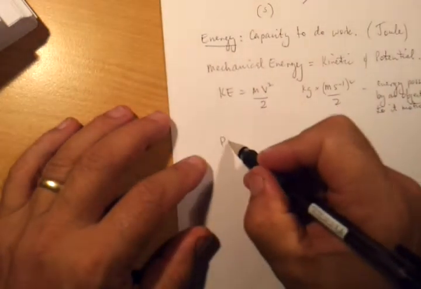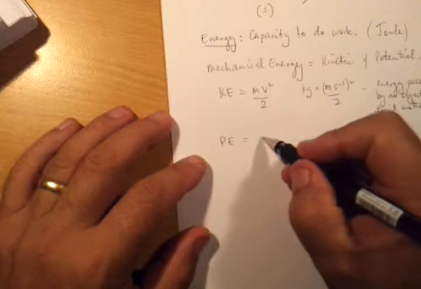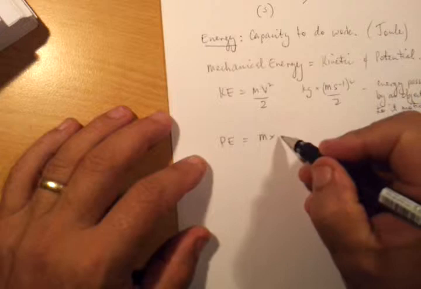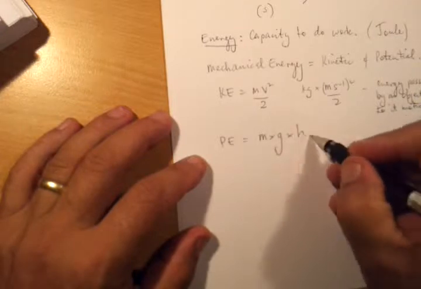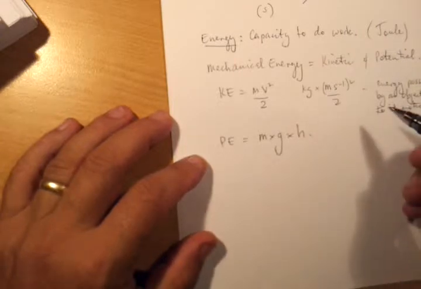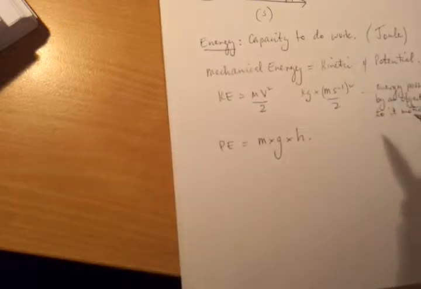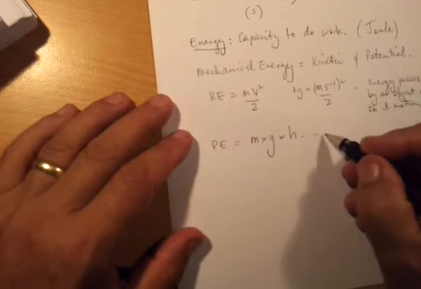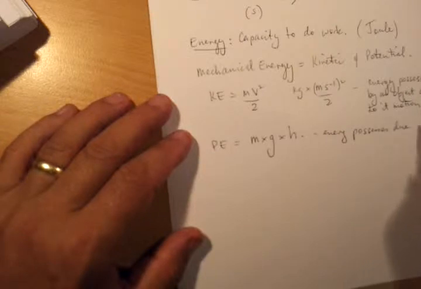In contrast, potential energy is defined as a mass multiplied by acceleration due to gravity multiplied by the height of the object above ground level. Now, potential energy again has similar kind of units. It is energy that an object possesses due to its position.